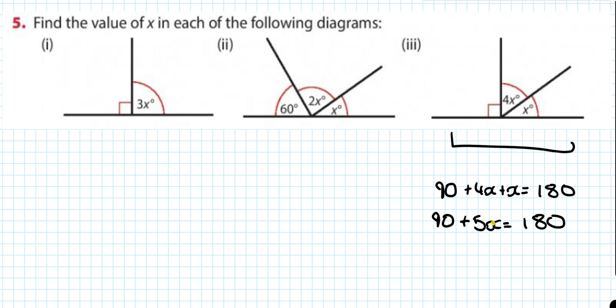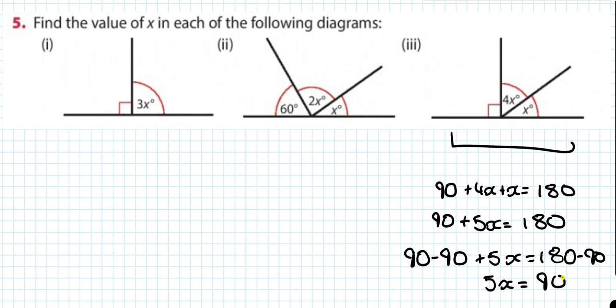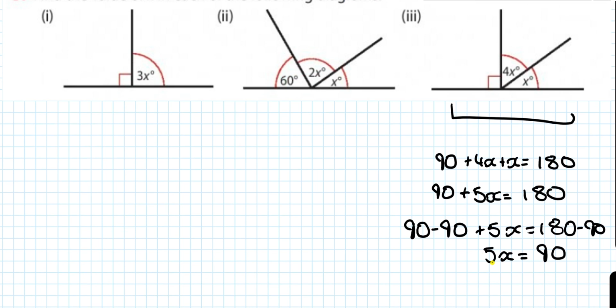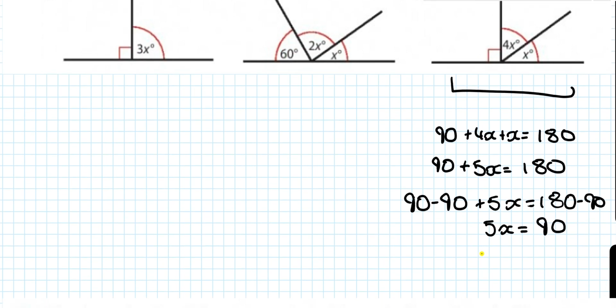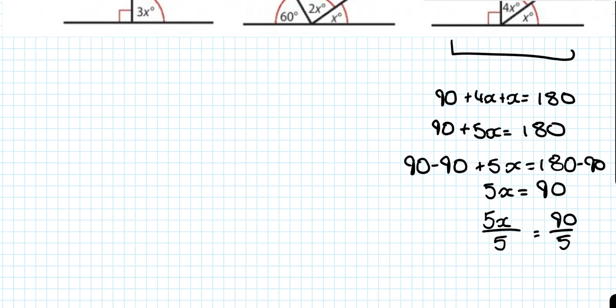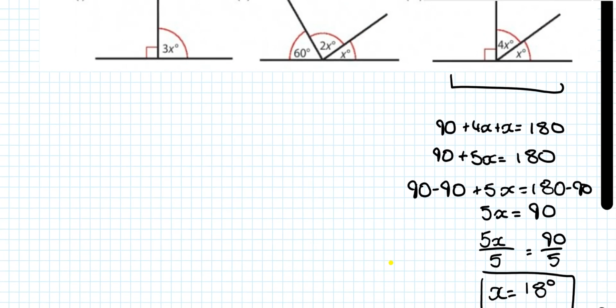But I want to get x on its own, don't I? So I don't like that 90. So I'm going 90 minus 90 plus 5x is equal to 180 minus 90. So I've subtracted 90 from both sides. So it's 5x is equal to 90. And now I don't like the fact it's 5x. I want to get x on its own. So what's the opposite of multiplying by 5? Dividing by 5. So I do 90 divided by 5. And you get x is equal to 18 degrees. So a single x is equal to 18.